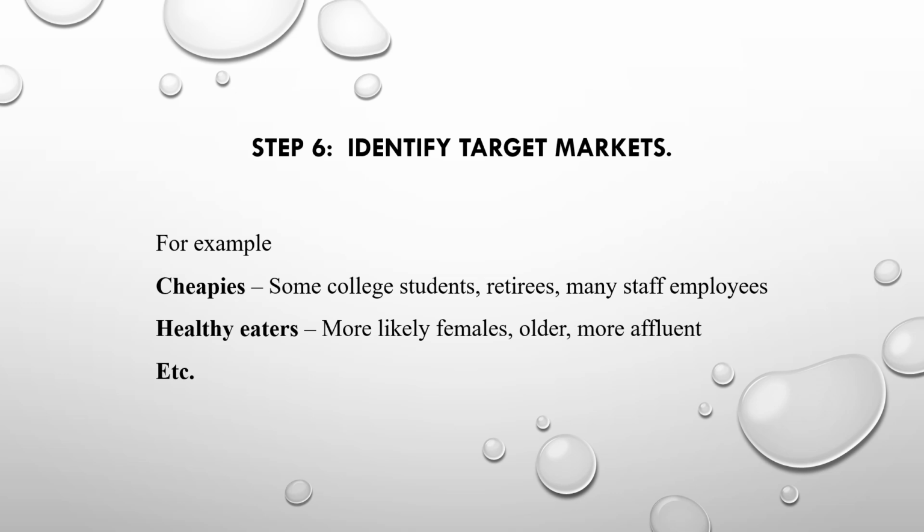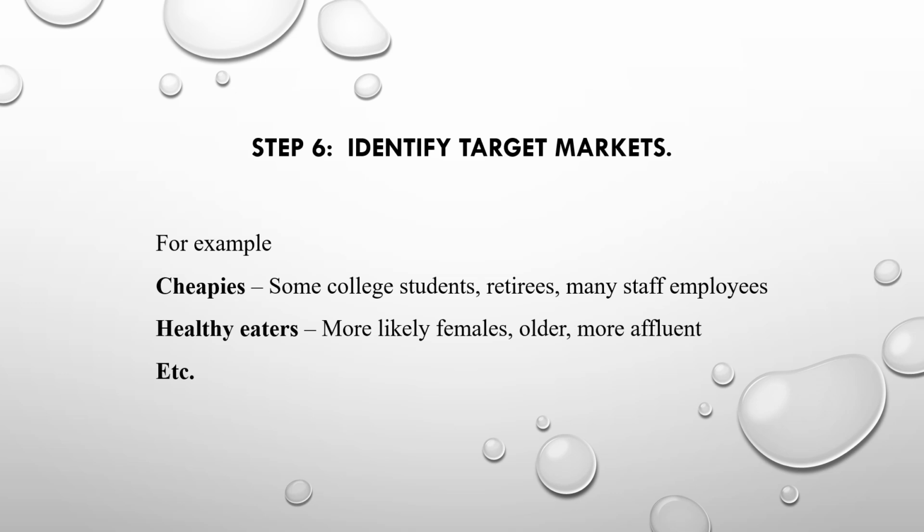Then I need to identify target markets. For instance, cheapies. Well, cheapies might be some college students, retirees, and maybe staff employees at the university that don't make much money. These are people who are operating on limited budgets, and they are probably interested in the price of the food that they're going to buy. Healthy eaters are more likely to be females, are more likely to be older, and are more likely to be affluent.